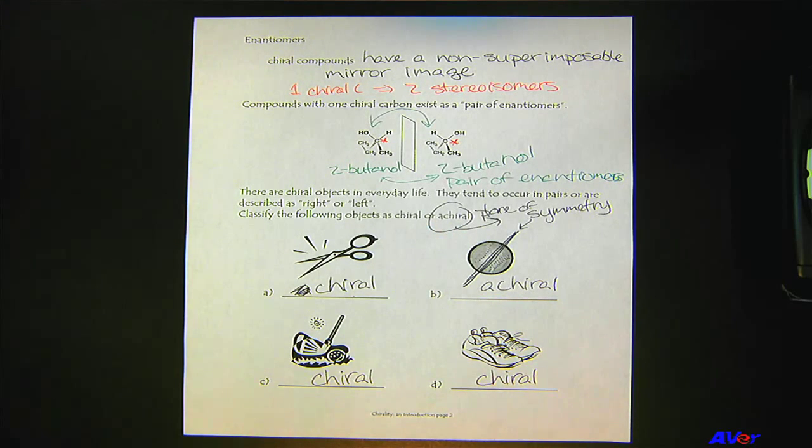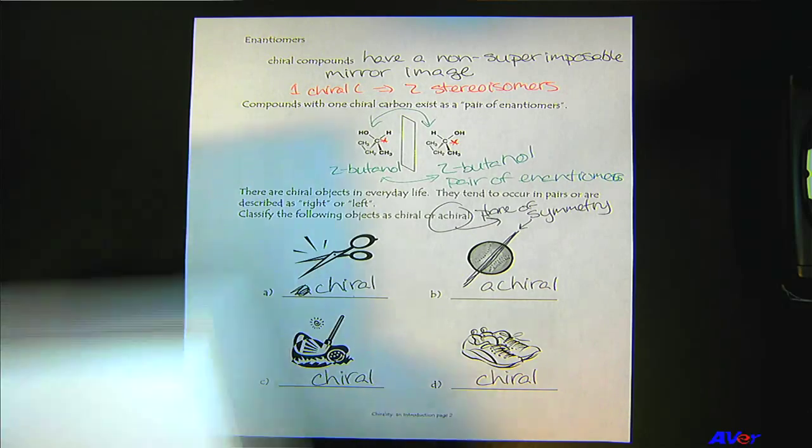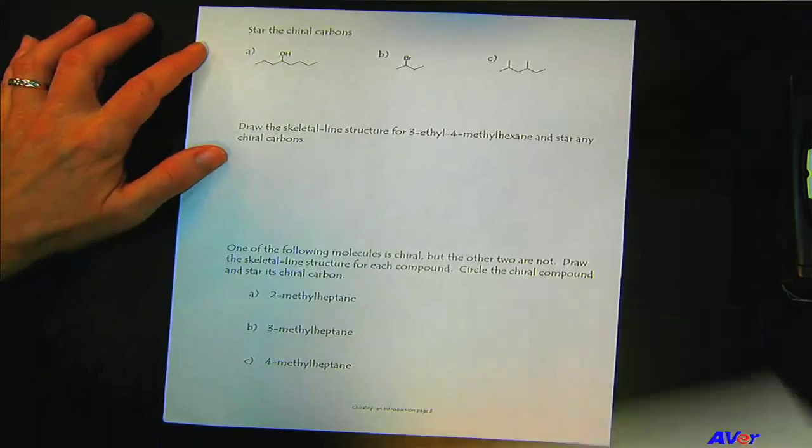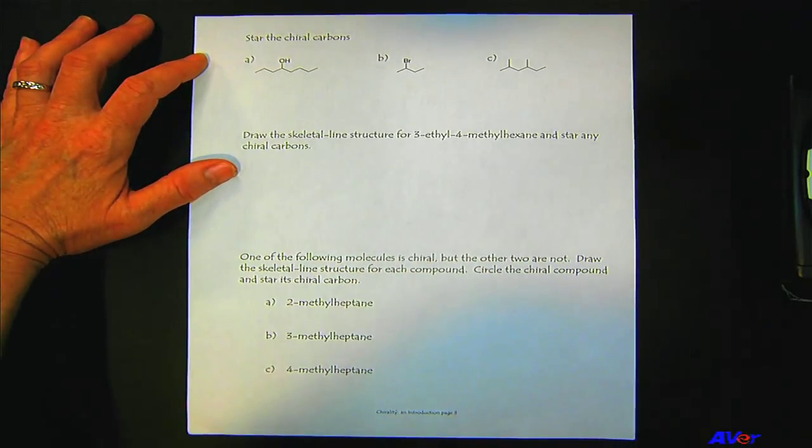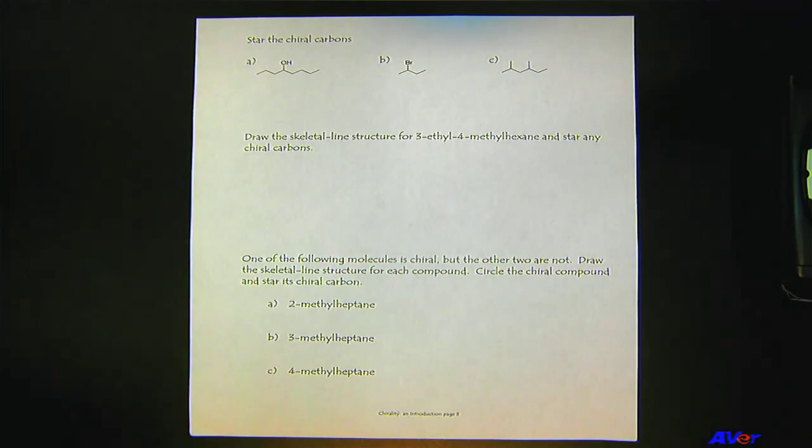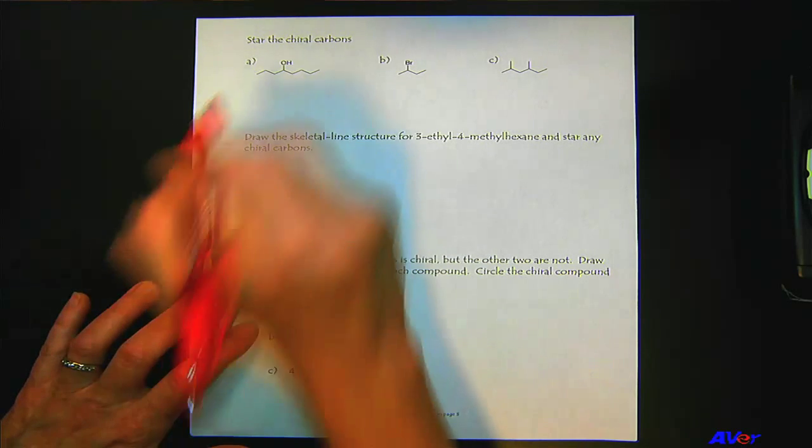Alrighty. Now that we've gotten a little more comfortable with the idea of chirality, let's go back into looking at compounds a little more closely. Let's see how you're doing here. Do your best to go in and find the chiral carbons, and put a little star. I'll let you know each compound has only one chiral carbon. Don't be afraid to draw.